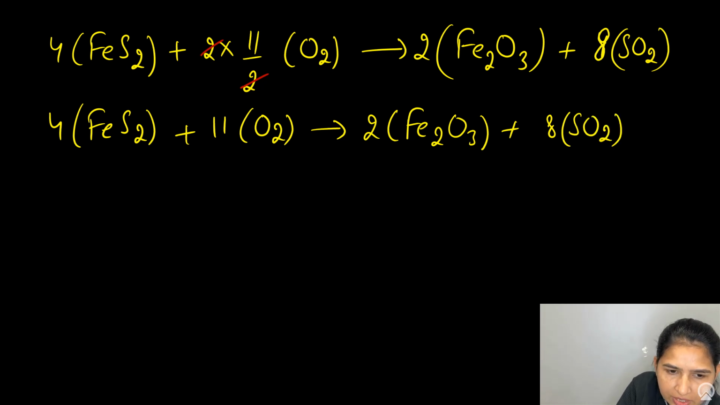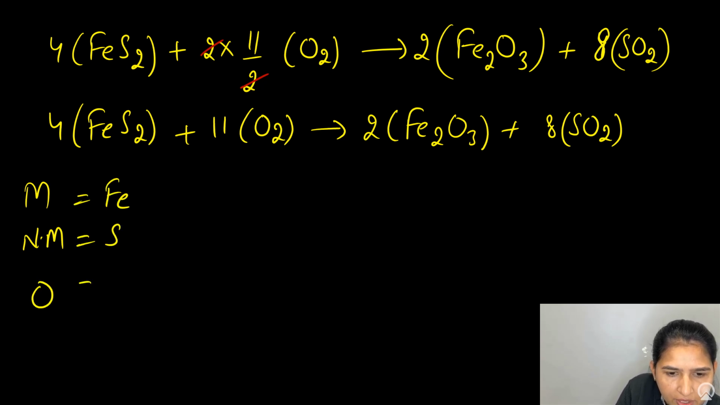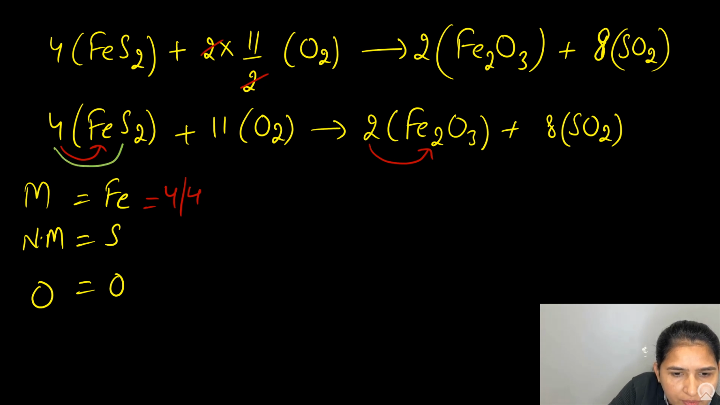Now let's check it once again. Metal, non-metal, and oxygen. In this case, we don't have any hydrogen, so we are skipping that step. Now let's check it together. Okay, what about iron? We are having 4 on left and 4 on right. That's fine. Now let's check it for sulfur. We are having 8 on left and 8 on right.